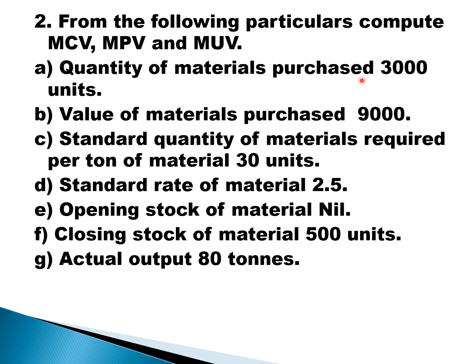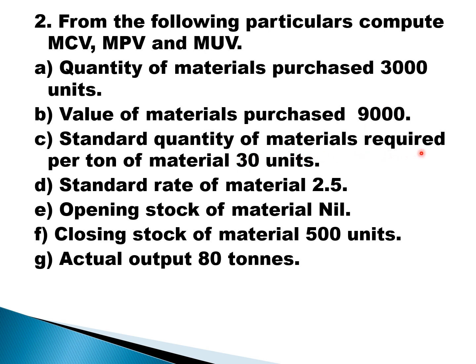Quantity of material purchased is 3,000 units. So 3,000 units were purchased, not used, were purchased. Value of material purchased is 9,000 rupees. That means 3,000 units were purchased for 9,000 rupees. Then for 1 unit it's how much? For 3,000 units it's 9,000 rupees. For 1 unit, how much? You will get actual price.